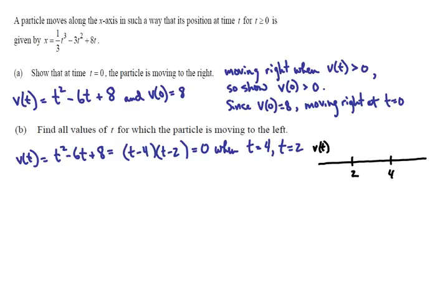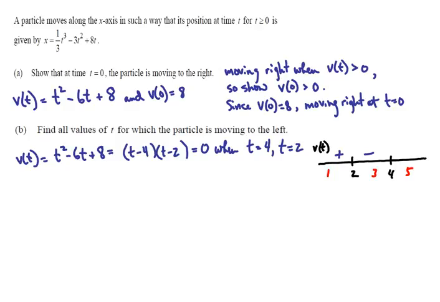I select some test values. I know that I can use 0, but I could choose a different value also. Now I've already shown that at time t equals 0 the particle is moving to the right. So if I plugged in 1 into the derivative, I would get 1 minus 6, which is negative 5, plus 8, which is positive 3. So it's still moving to the right there. At t equals 3, I have 3 squared, which is 9, plus 8 is 17, minus 6 times 3. So it's 17 minus 18, which is negative 1.